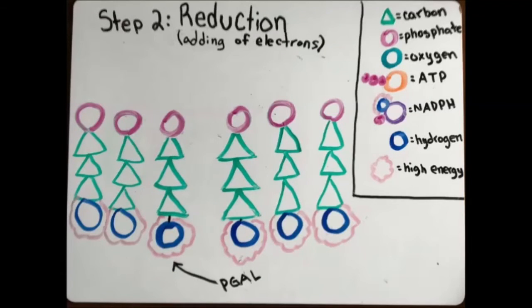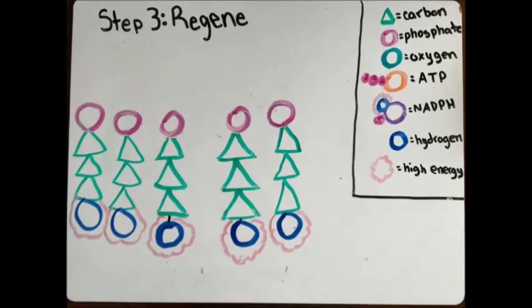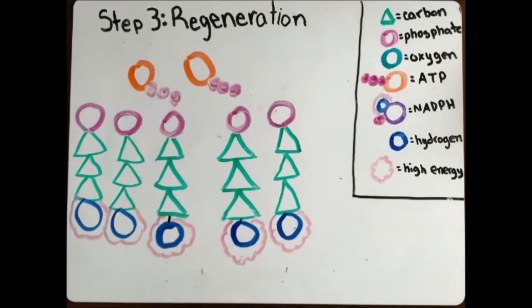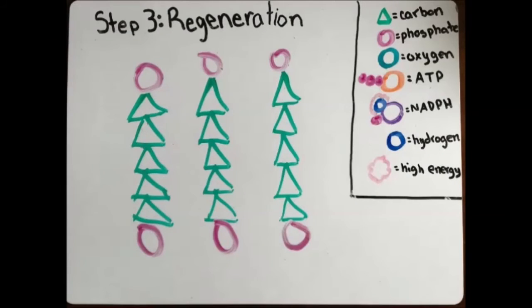The cycle makes 6 PGAL molecules, and one is sent into the plant for other processes, such as making food. The other 5 return to the cycle for step 3, regeneration. This step basically involves a couple of ATP molecules coming in and giving their energy to break down the compounds and turn them back into 5-carbon chain molecules.